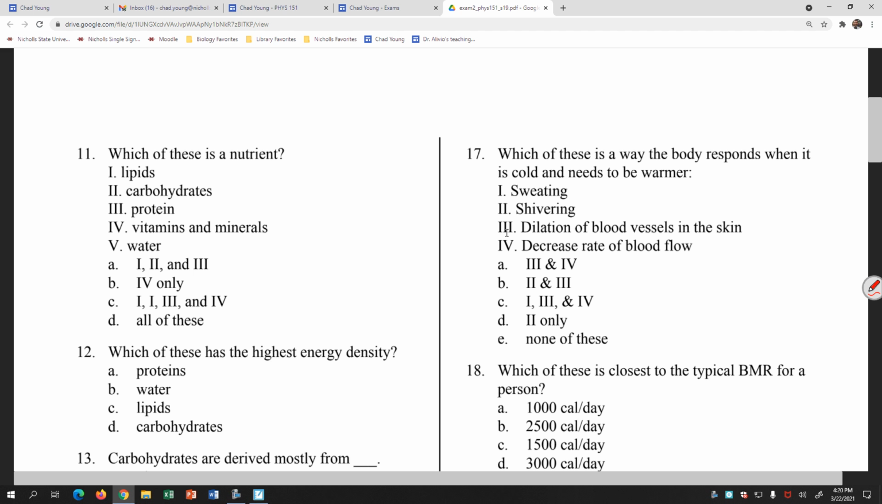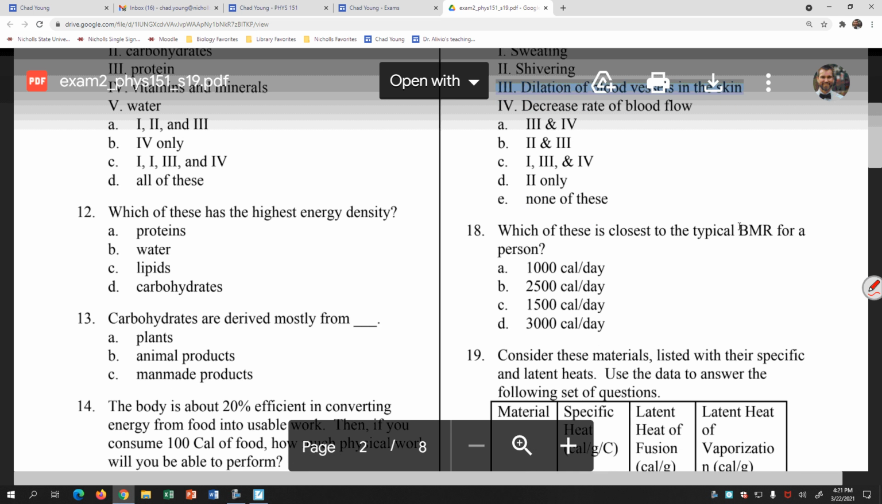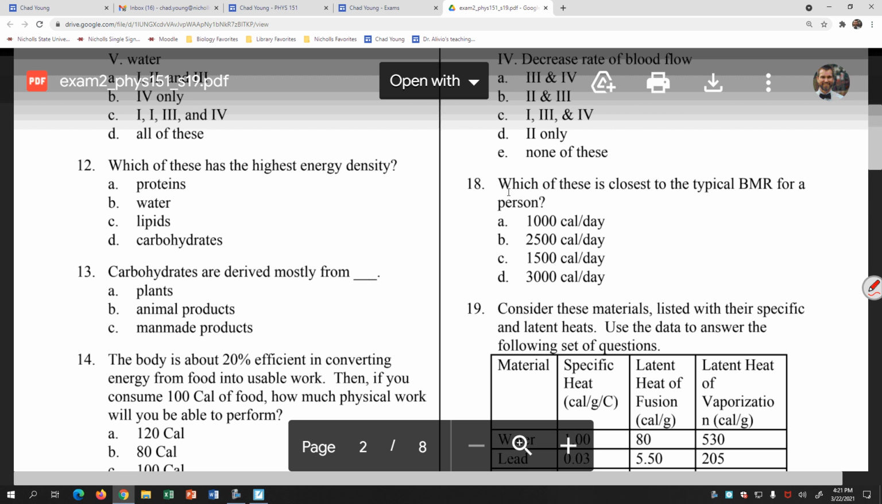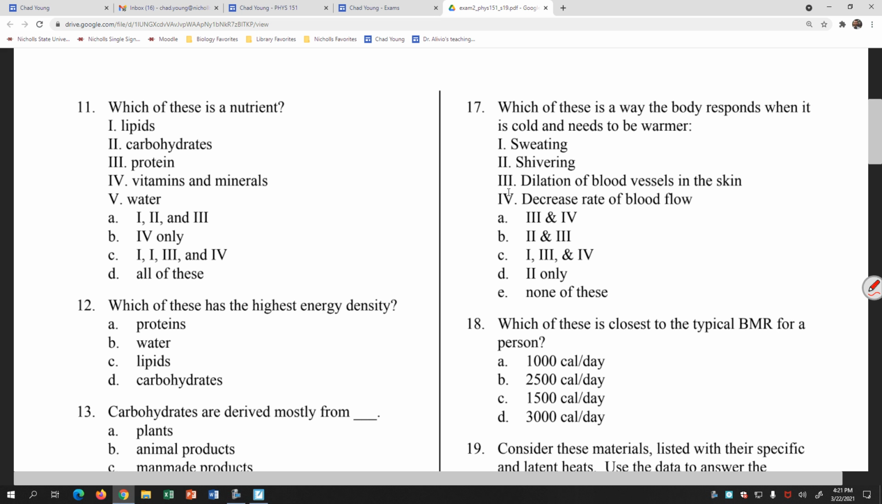So the body, to stay warm, doesn't sweat. It does shiver. This is usually the one that people get tripped up on, dilation or contraction of the blood vessels. If the blood vessels dilate, that means they open up and blood rushes to the top of the skin. That releases heat from the body. So 3 is not a way to keep warmer. And then 4 is a decreased rate of blood flow. That's also not a way to keep warmer. Shivering is the only way to keep warmer, so D.